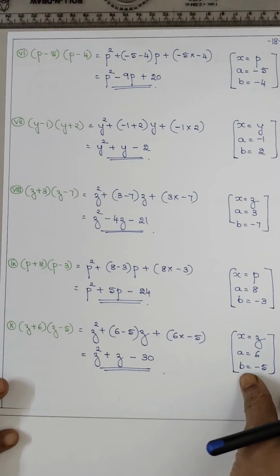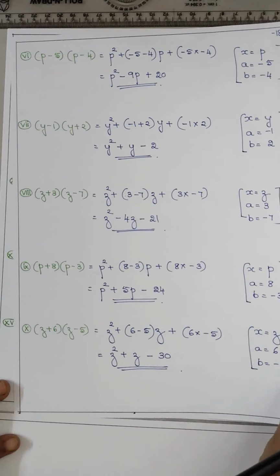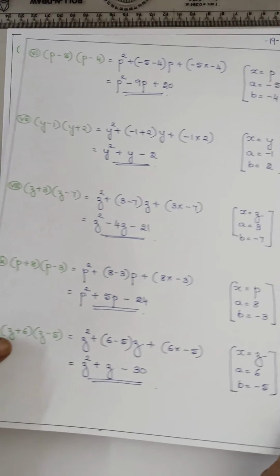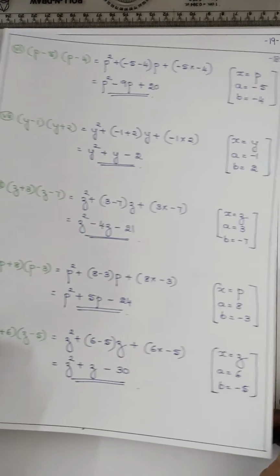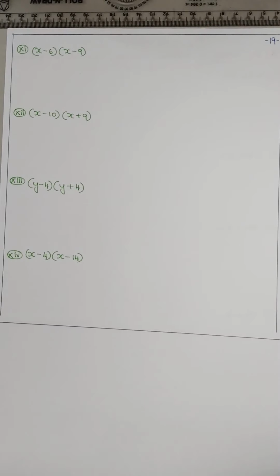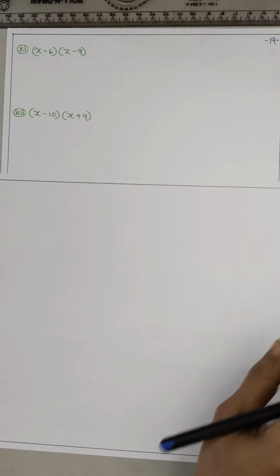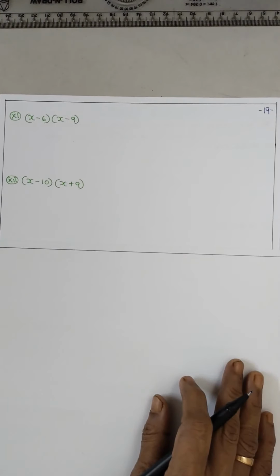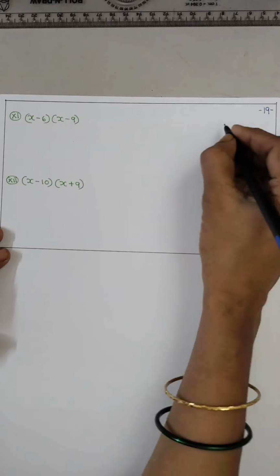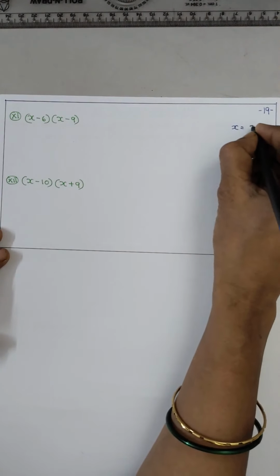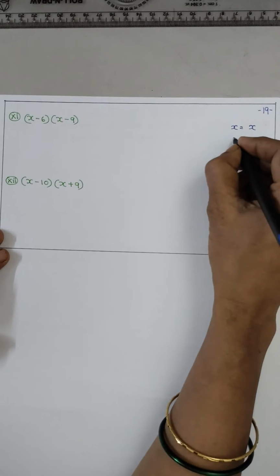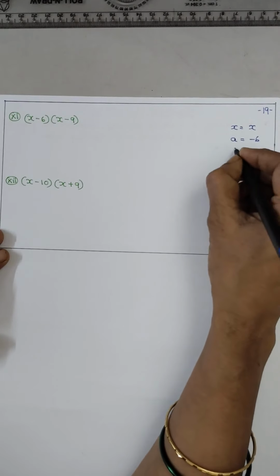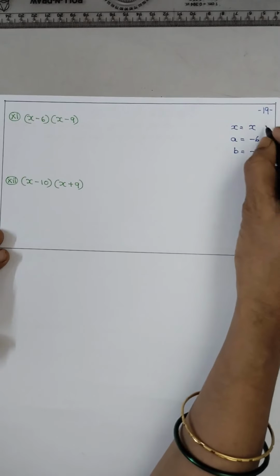So we have completed 10 sums. Now coming to the 11th sum, it is x minus 6, x minus 9. It is x is equal to x, a is equal to minus 6, b is equal to minus 9.